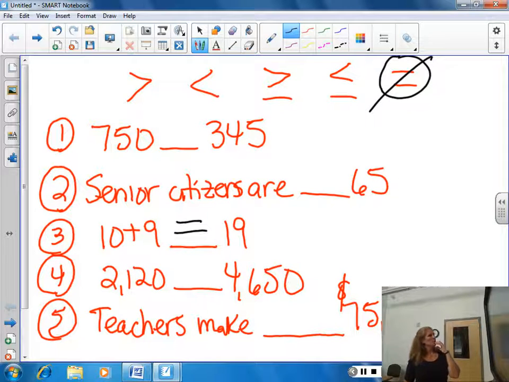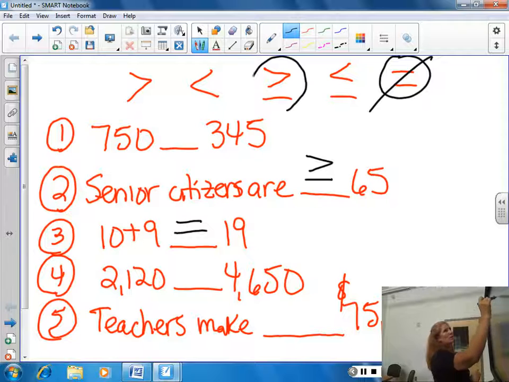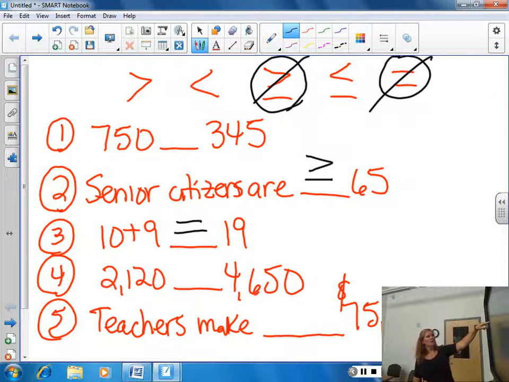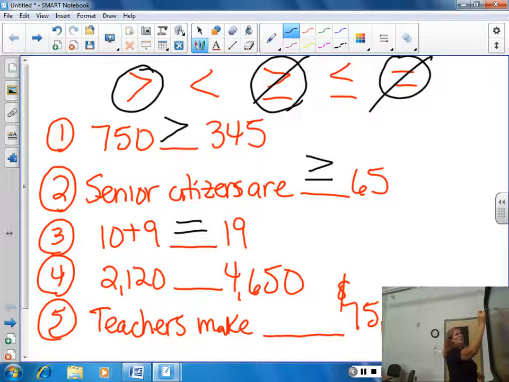What about number 2? Senior citizens are something to 65. If you're 65, you are a senior citizen. So you could be exactly 65, but you could be more than 65. So the best choice for this one would be greater than or equal to. And so we've used that one. Now I can go back to number 1 and say, well, 750 is definitely not less than. So it has to be that I use the greater than symbol for that one.